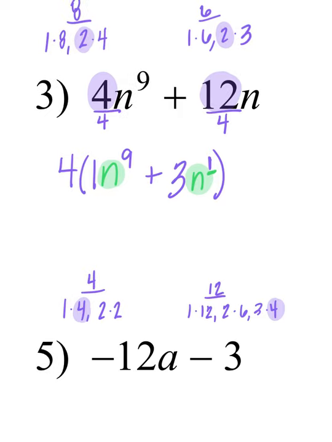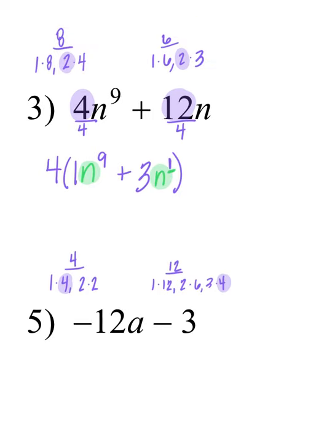So basically it looks like this. If I were to write this out, I could write n times n times n times n times n, 1, 2, 3, 4, 5, 6, 7, 8, 9. That's here. And then n to the first is just 1. So 1 is the most that I can take out of both. So now when I rewrite this, I'm going to keep my 4 out there. Everything now, we're going to talk about the letters. We already did the numbers, so we're talking about the letters.